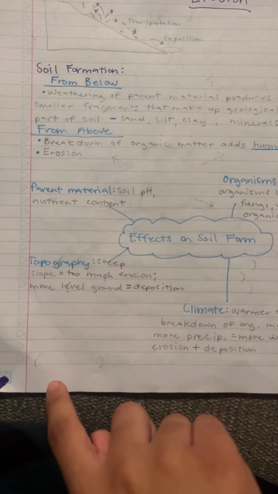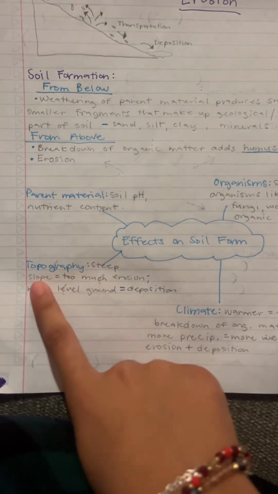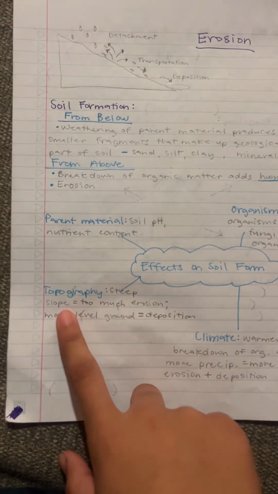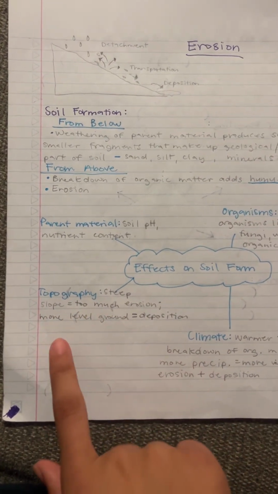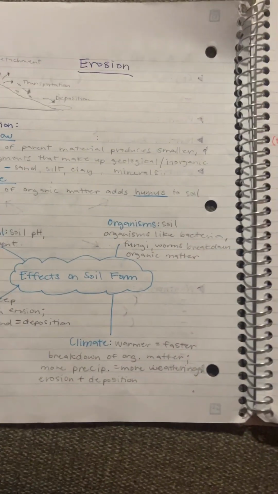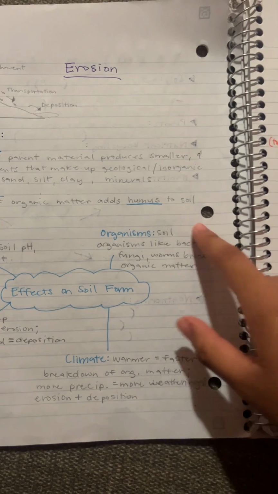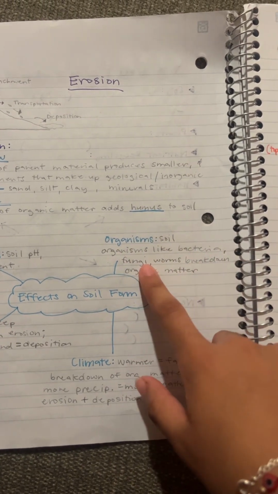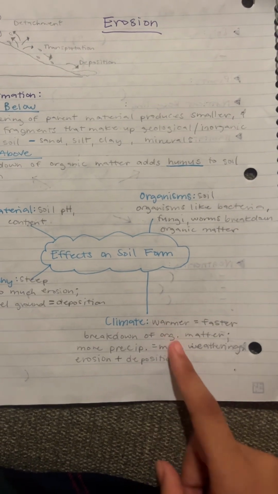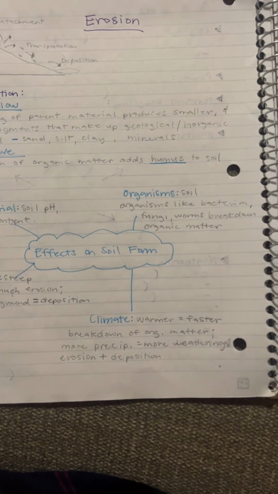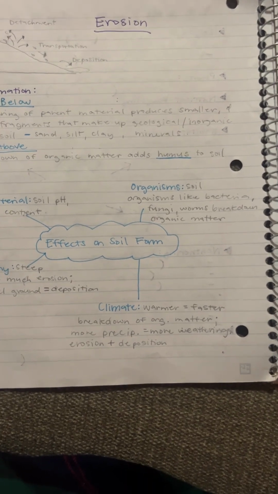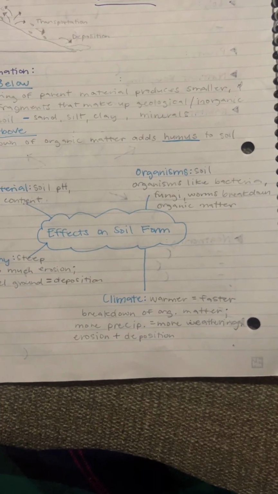And then the topography: a steep slope equals too much erosion, while more level ground equals deposition. And then organisms: soil organisms like bacteria, fungi, and worms break down organic matter. And then the climate: warmer equals faster breakdown of organic matter, and more precipitation equals more weathering, erosion, plus deposition.